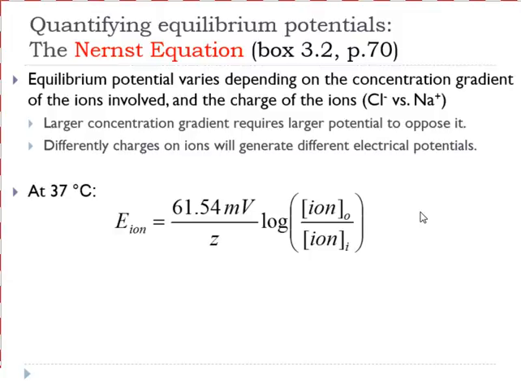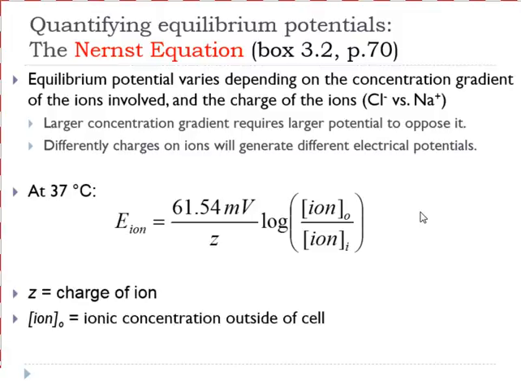So here's the equation. This is at 37 degrees C, which is our body temperature. We will never in this class violate that. We're always going to assume 37, so you don't have to worry about that. You can be aware that this constant depends on that number. Basically, this is saying the equilibrium potential of the ion, E ion, for a given ion, is dependent on this constant, which is based on empirical work, divided by Z. Z is the charge of the ion.